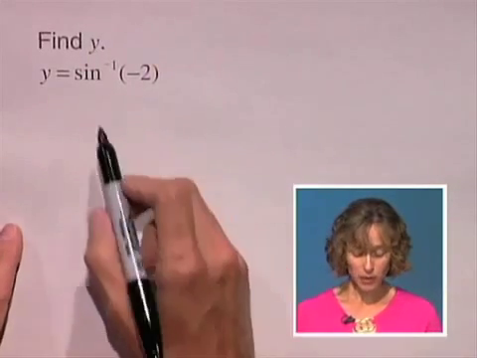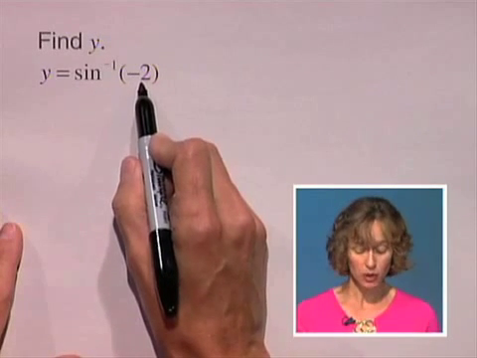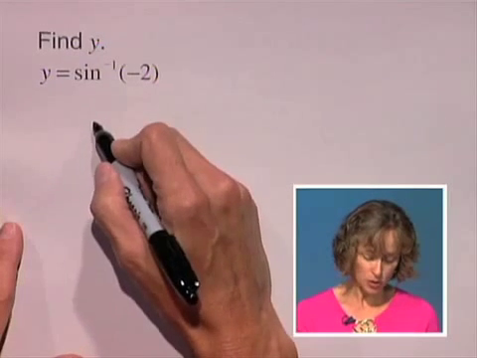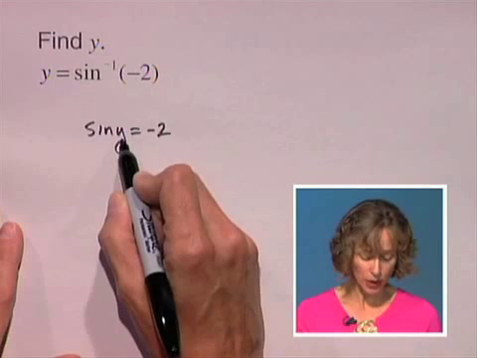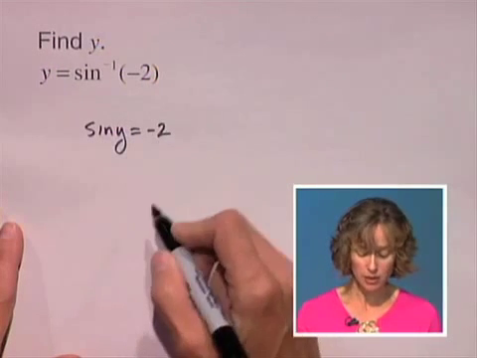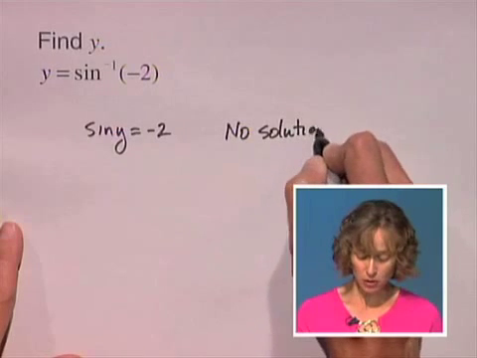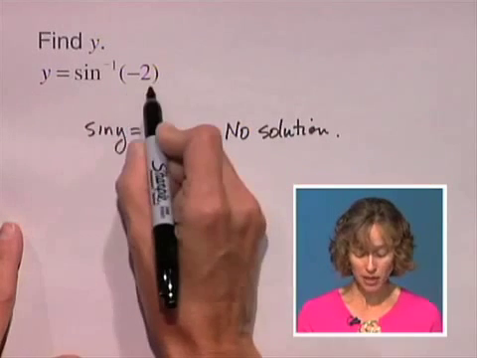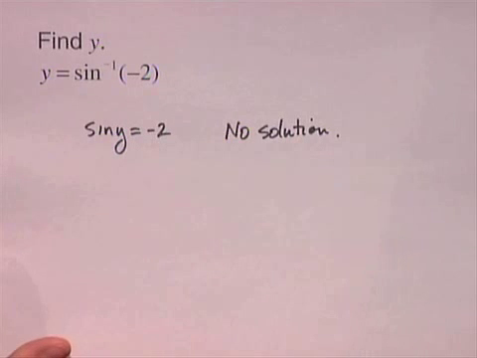Here I want to find y, where y is the angle whose sine is negative 2. Now let's interpret this as the sine of y is negative 2. There is no angle whose sine is negative 2, so there is no solution or no value of y that satisfies this equation. Well, each of the problems we worked can be worked using a graphing calculator. So let's take our calculator and see how we might have worked those same problems.